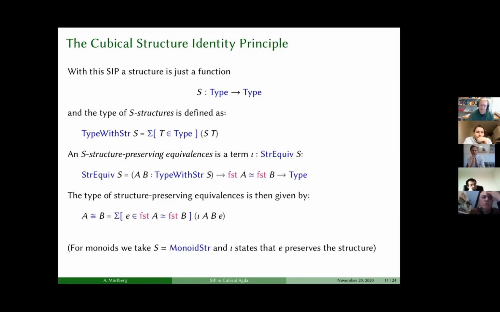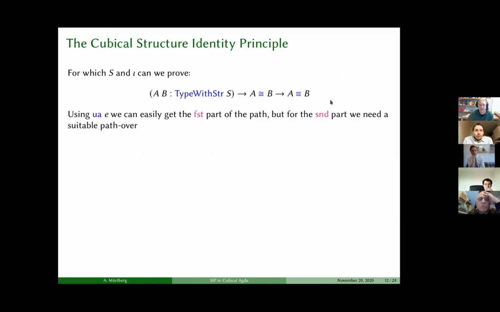So we end up with the S and we have the iota, which is a structure preserving notion of which equivalences are S-structure preserving. So then the theorem we want to prove once and for all is this map from structure preserving isomorphisms of A and B to paths of A and B. Now we can't prove this in general because we haven't said anything about what S and iota are. So we need some kind of condition for this to work. And if you're fluent in homotopy type theory, you see that this is an equality of sigma types. So we're going to need an equality of the first projections and then a suitable path over.